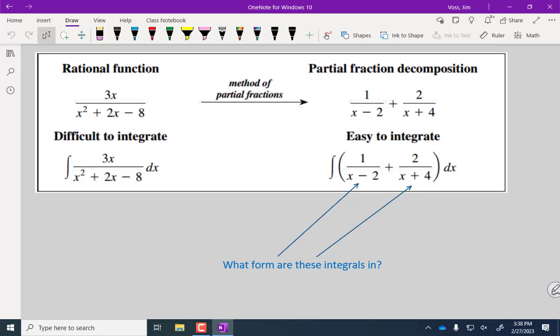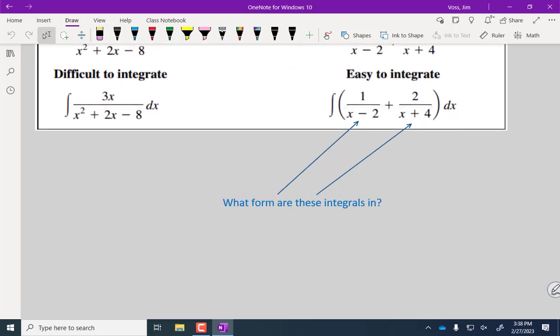Right? Both of those are log functions. Those are both in log form, so they're very easy to integrate. So the big difference between this and the last problem is that this denominator is factorable. Right? The last denominator was not factorable, so we had to complete the square. This one is factorable if you know how to factor. That's the key word. If. So then this is going to integrate really nicely. Natural log absolute x minus 2 plus the natural log times 2 of absolute x plus 4 plus c.